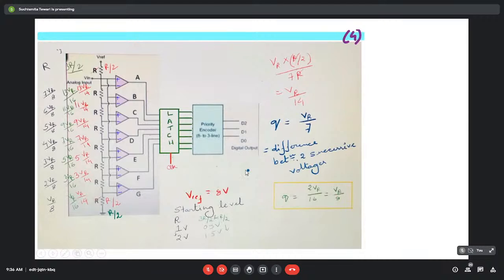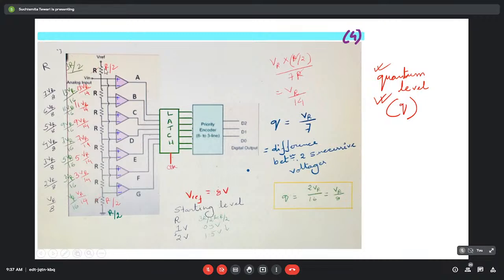Now there is a term which is called quantum level or Q. This quantum level is nothing but the difference between two successive voltage levels or two successive voltage references. So here in this case, this red one, if you find the difference, it will be VR by 7. Here in this blue color, you will find it VR by 8, and so on.